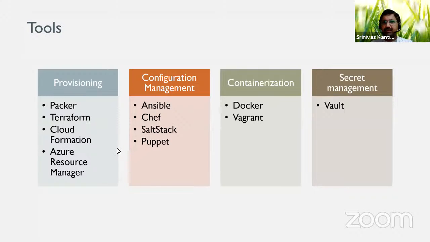Packer and Terraform are generic tools, in the sense that you can use them to provision any kind of infrastructure, like if you want a Docker image, a Vagrant, an AWS instance, or some vSphere instance of the VMs that you use. So they're generic. You can provision any kind of infrastructure with Packer and Terraform. CloudFormation is very specific to AWS, and Azure Resource Manager is Microsoft's, specific to Azure. These are the provisioning ones.